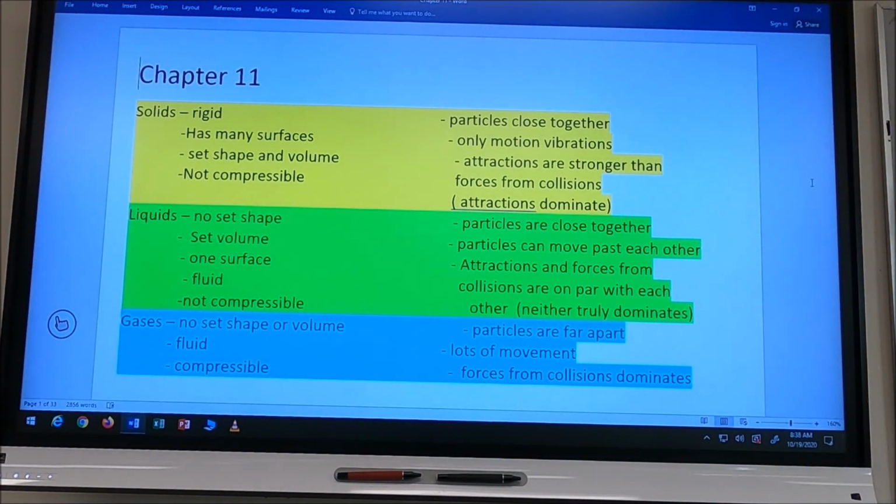Okay guys, here we go. Last chapter for the semester, chapter 11. Now in chapter 10, we were looking at the gas laws and looking at the physical properties of substances in the gas phase. So what do all gases have in common? Here in chapter 11, we're going to look at solids and liquids as well as gases.